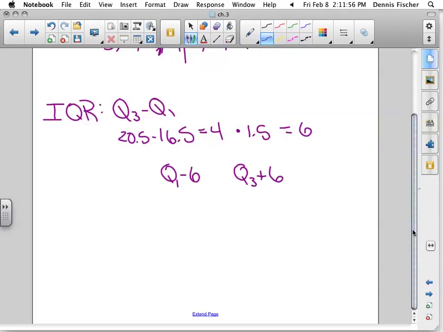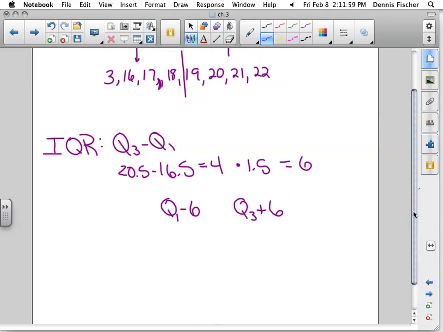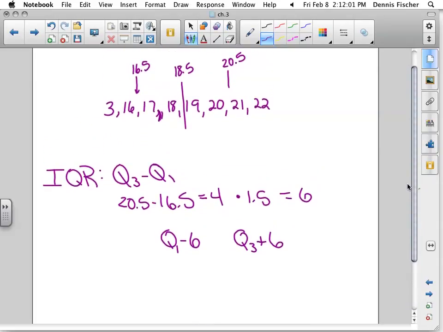If I take quartile 1 and subtract 6, I'm going to get 10.5. Quartile 3 plus 6, I'm going to get 26.5. 10.5 to 26.5 is the normal range of values. Now, if there's any value that does not fit in that range, that's considered an outlier. So on this set of data, 3 would be considered an outlier.